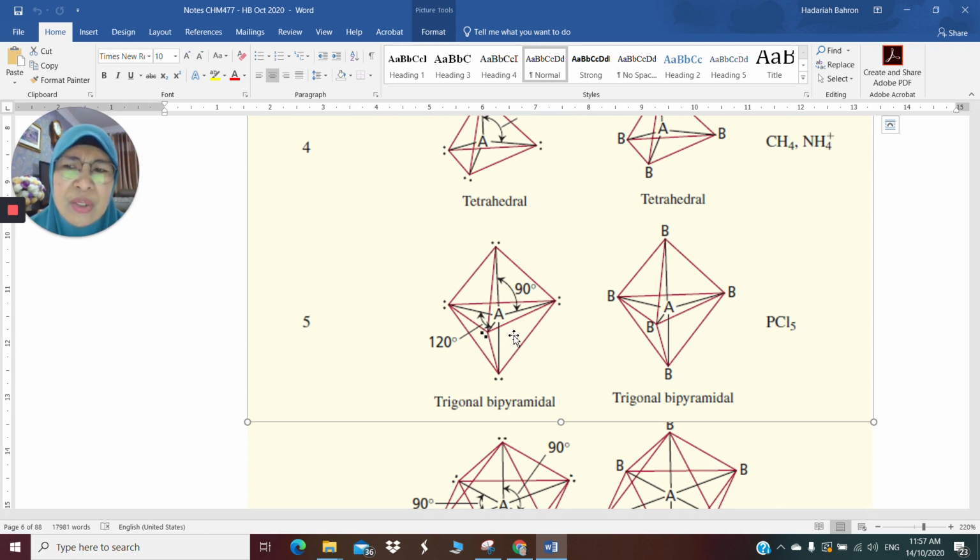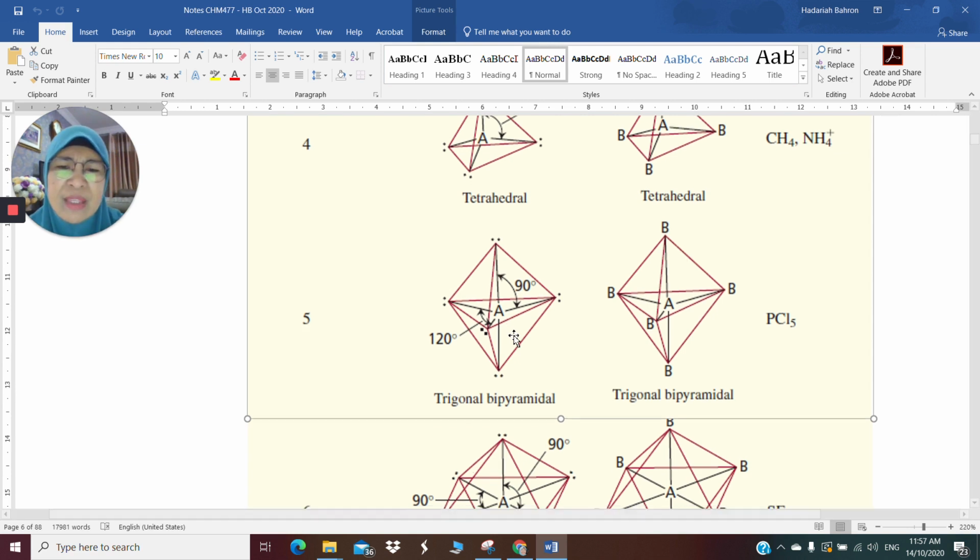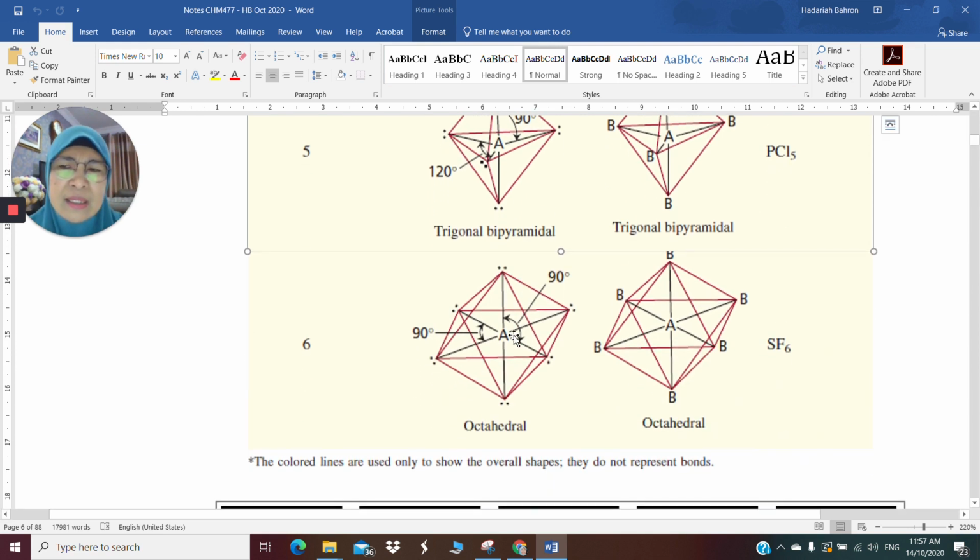And the biggest, most common number of bonding pairs around a central atom is 6, or the highest number. 6 is the highest common number. So if you have 6 bonds around central atom A, the 6 bonds are going to repel one another, and the shape that you're going to get is called octahedral.